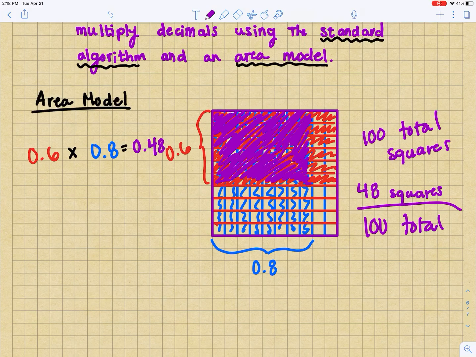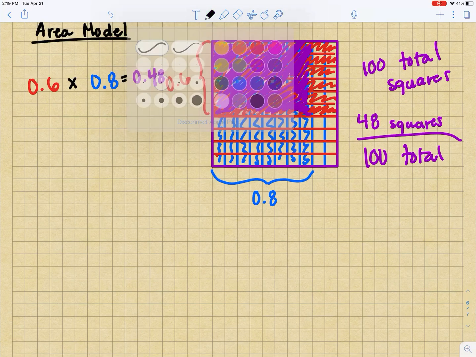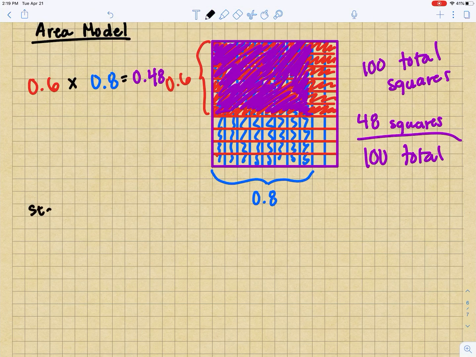Ooh, I'm running out of space. And there we go. So, as I mentioned before, the area model can take quite a bit of time, especially if you don't have a square to begin with, because then you have to draw your square, then you have to split it into a certain number of sections. It can get really messy. But like I said before, this is a great way to visualize what is happening with multiplying decimals. All right, so with that, let's go ahead and get into the standard algorithm.